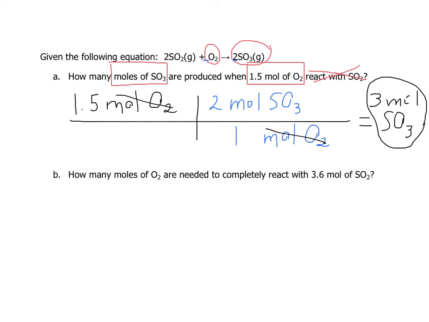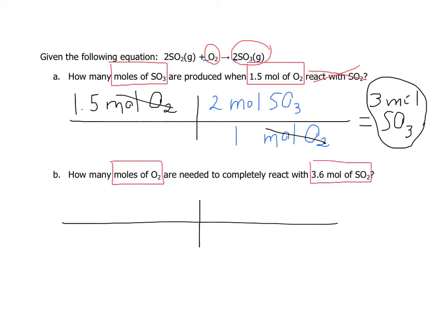Now the next one, let's see, let's make our train tracks. How many moles of O2, so that's what we're looking for, are needed to completely react with 3.6 moles of SO2? Again, we've got some extra information here. This just means that this is not a limiting reactant problem, and again, you don't need to worry about that right now. So we're going to start with what's given.